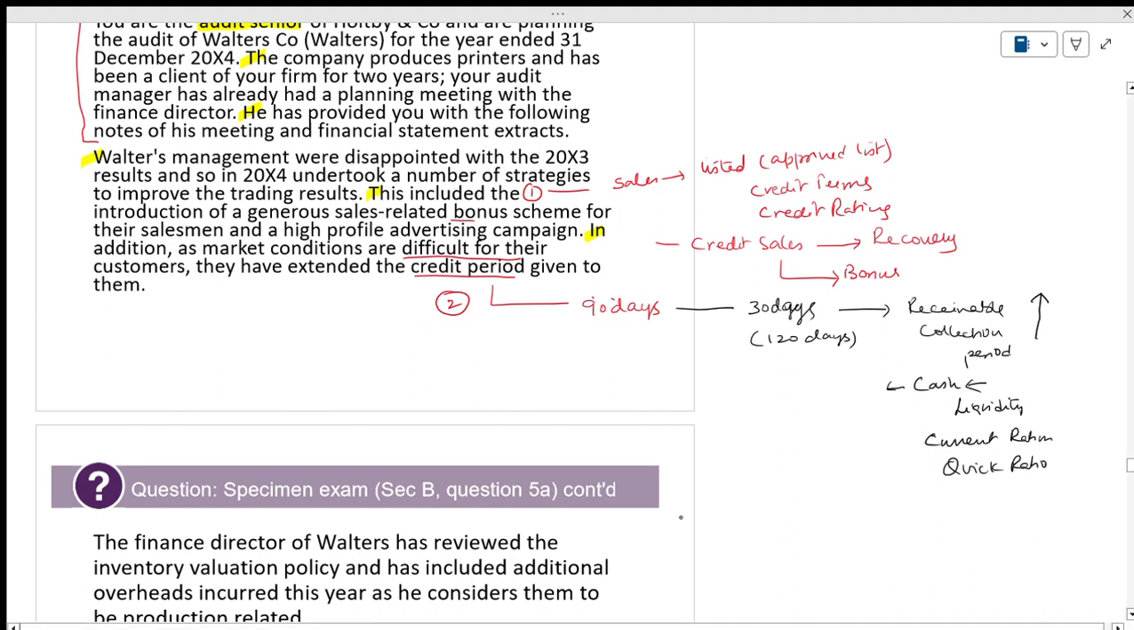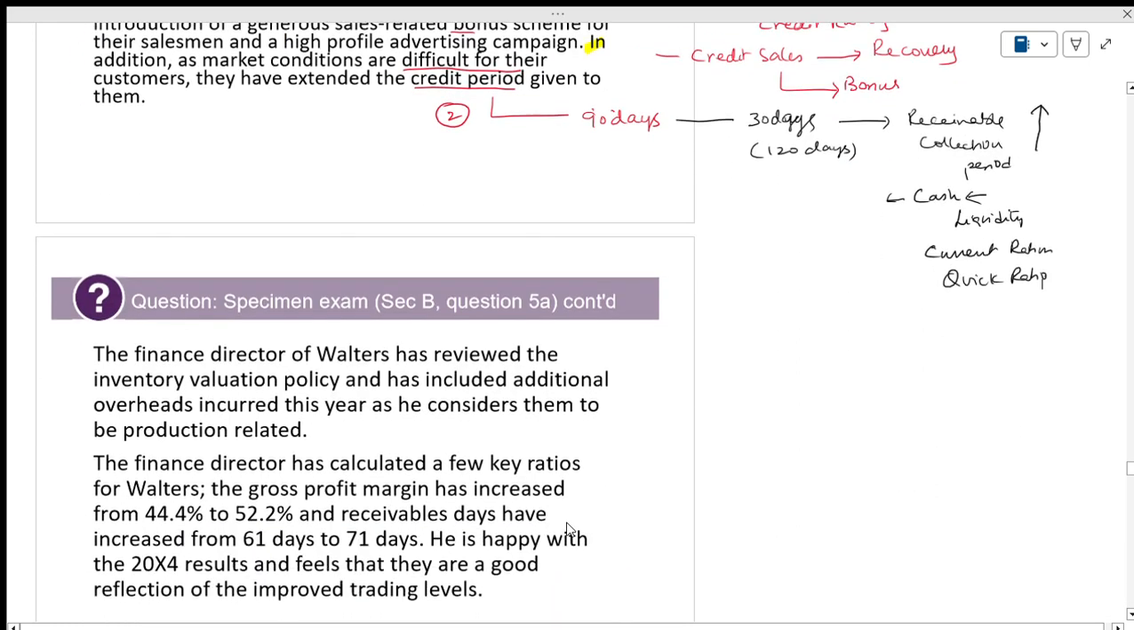Fine. Now, points 1 and 2. The finance director reviewed inventory valuation and has included additional overheads. When they have included additional overheads, you should ask the finance director for justification. That is, you are identifying that there is a risk. You will ask for justification: on what basis? What is your response? Assume you are going for an audit, you will come across this type of situation. What will you do? If you understand this methodology, it will be easy for us.